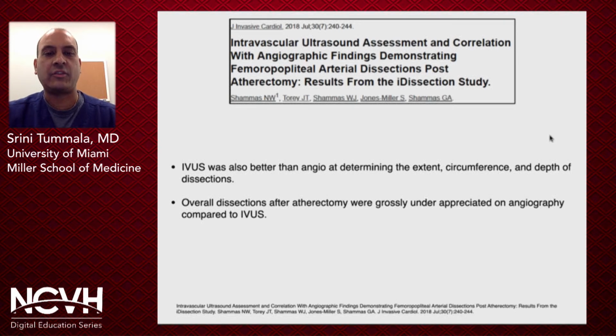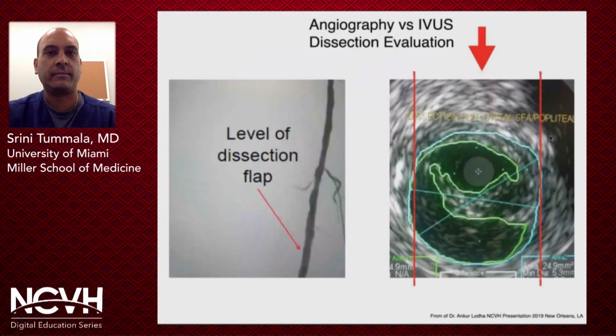And overall, dissections after atherectomy were seen to be underappreciated by angiography alone compared to IVUS. So let's look at some examples. If you look at the image on the left, this is an angiogram without significant flow limitation on real-time imaging. And it looks pretty good on even a static image. You don't really see a significant dissection.